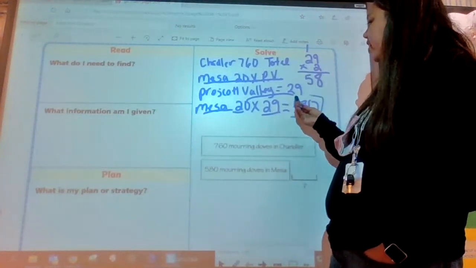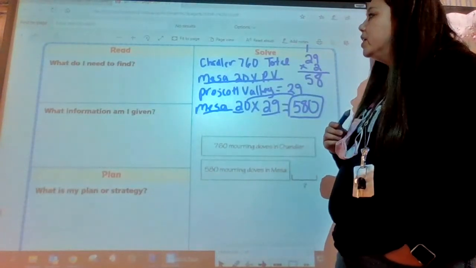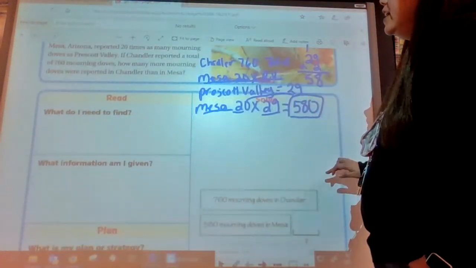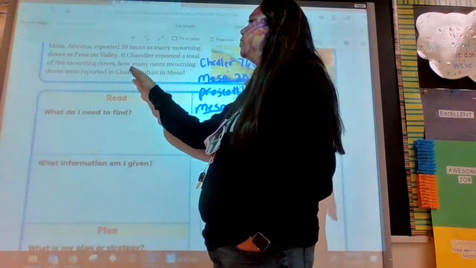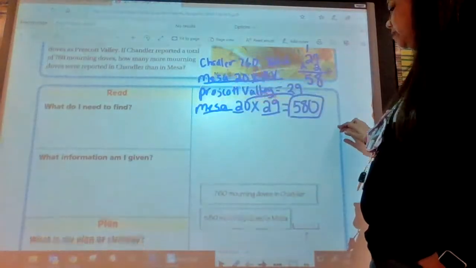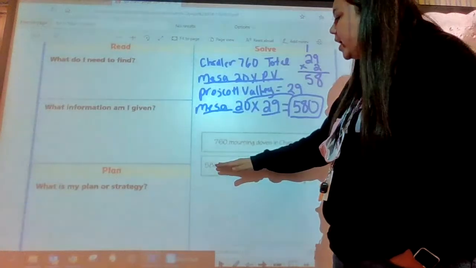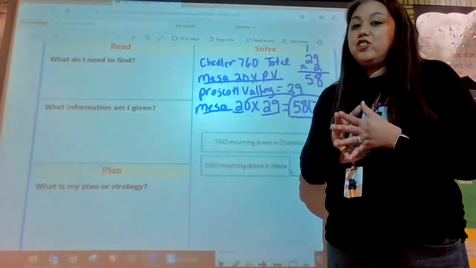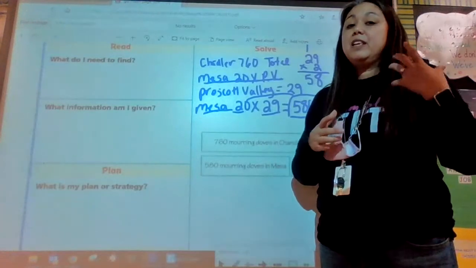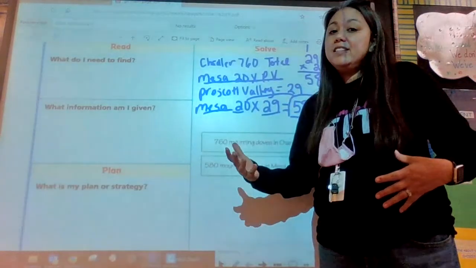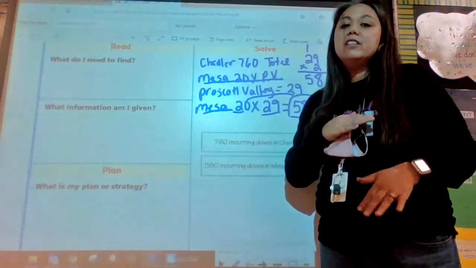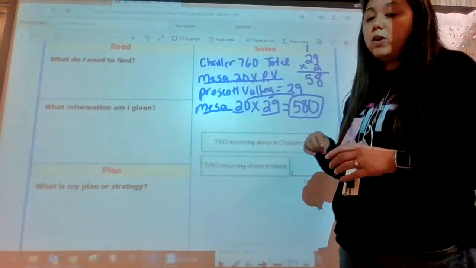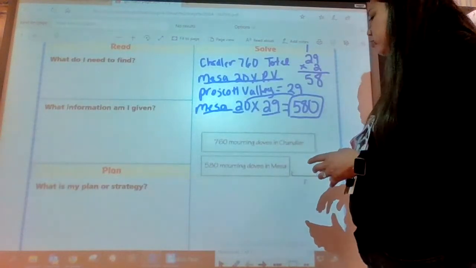We just figured that out and where that came from. Now, I love this because I know you're taught this in 3rd grade. The question is how many more mourning doves were reported in Chandler than in Mesa? Well, we know how many more were here than in here. You know the chant. Say it with me. How many more? How many less? Find the difference, subtract. We see those words, how many more or how many less, we're going to subtract.